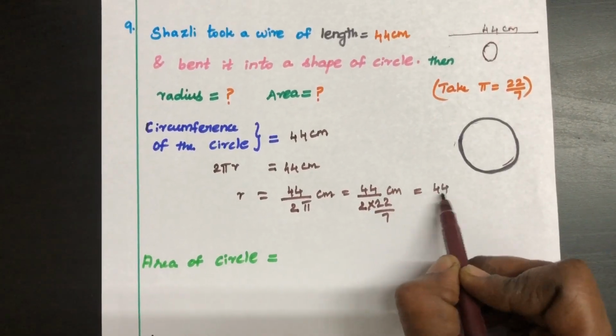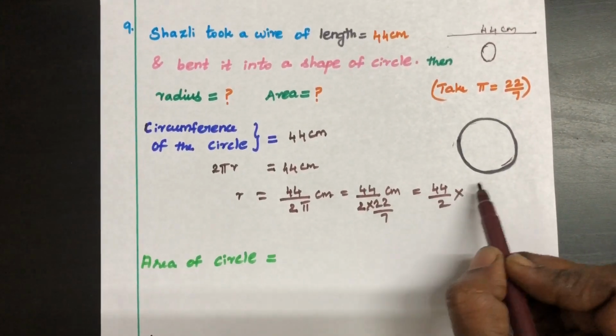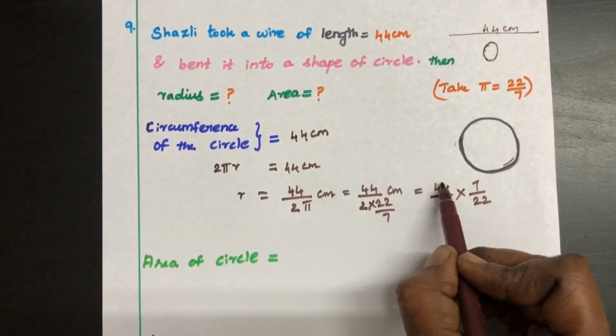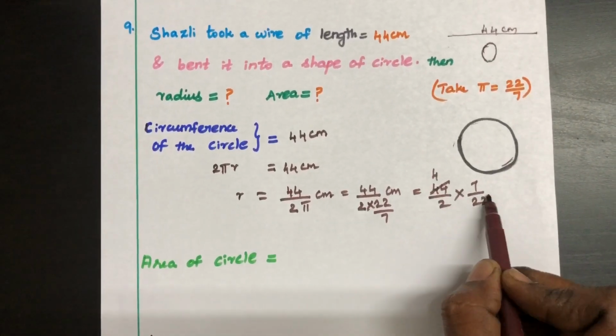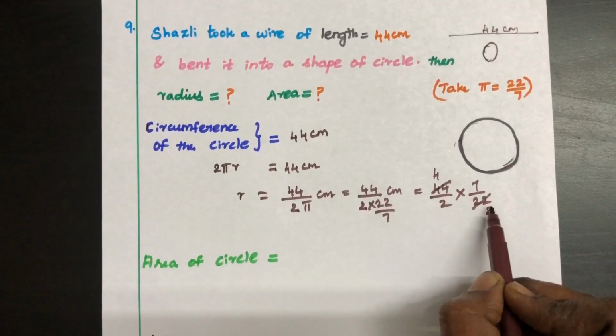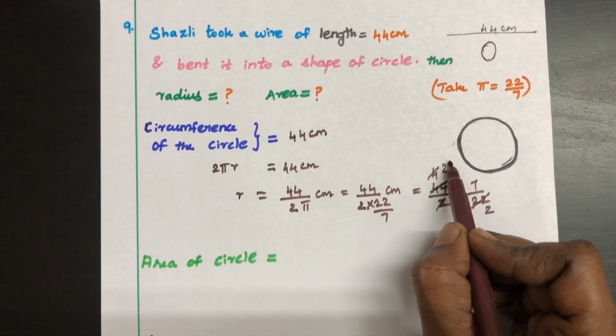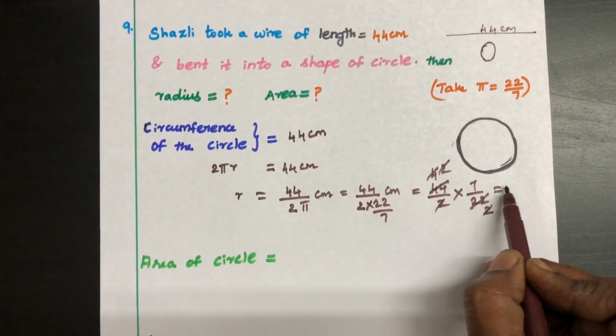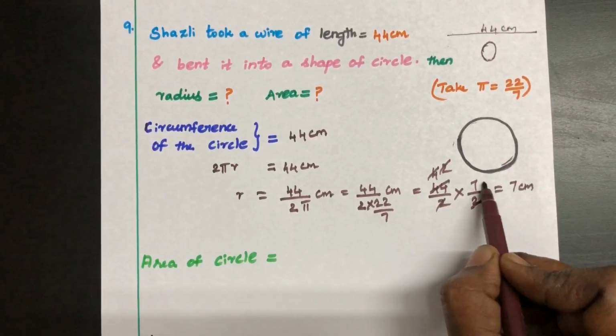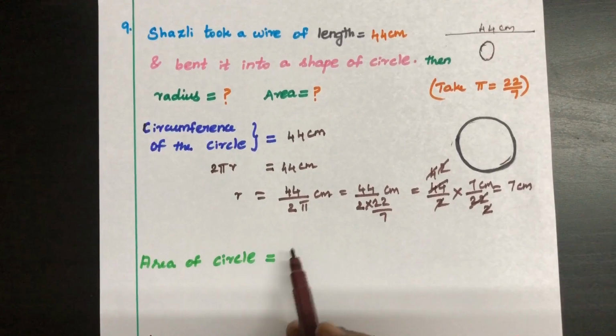So 44 by 2, the reciprocal of this is 7 by 22. So if you cancel, this is 4 and this is 2 times. Using 11 we are cancelling. So using 2 we can cancel like this, again 2. So this is 7 centimeter, right? 7 centimeter is the radius.